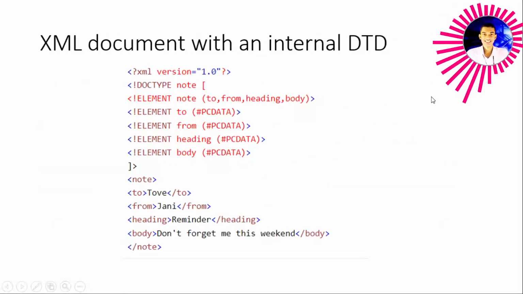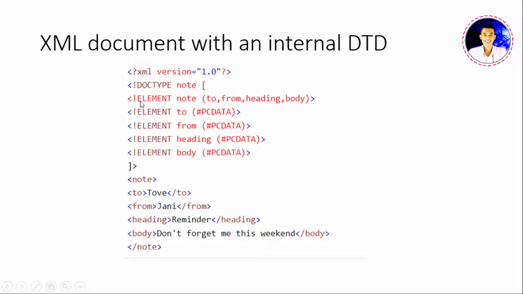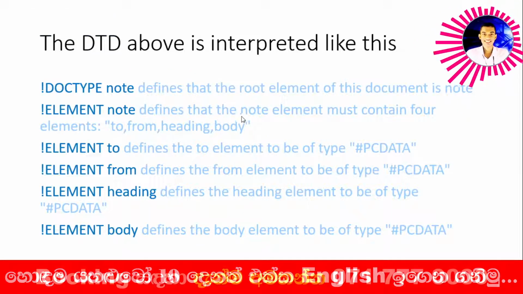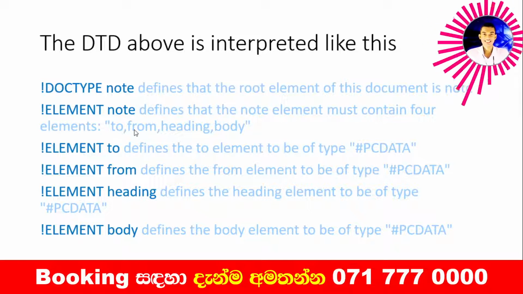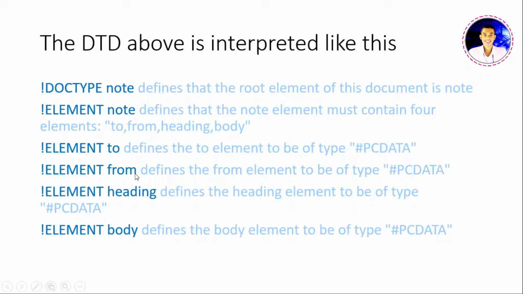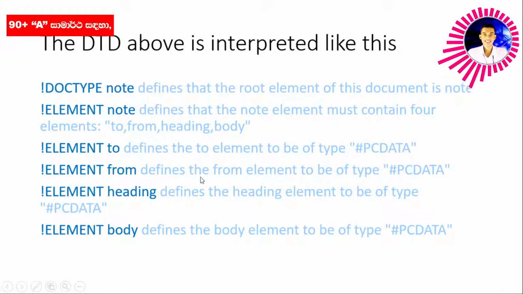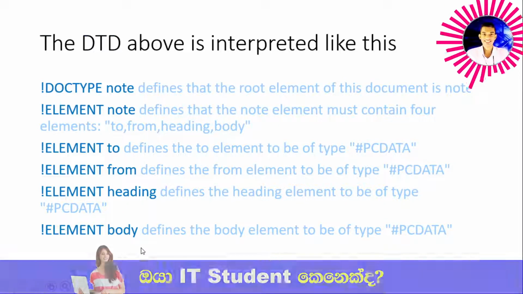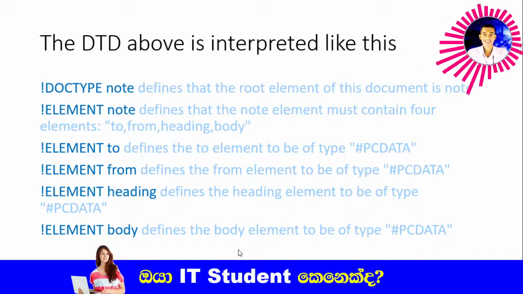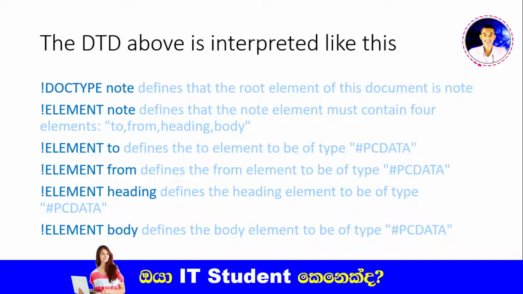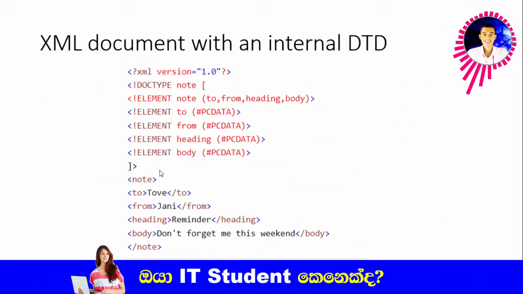Next one, ELEMENT note. It defines that the note element must contain 4 elements: to, from, heading, body. These 4. Then ELEMENT to defines the to element to be of type PCDATA. Next, ELEMENT from defines the from element to be of type PCDATA. Next, ELEMENT heading defines the heading element to be of type PCDATA. Last one, ELEMENT body defines the body element to be of type PCDATA. These 4. This is the end of the DOCTYPE.